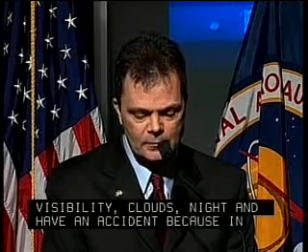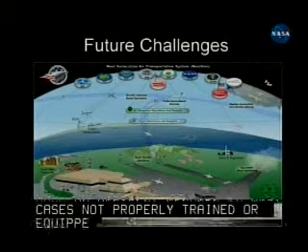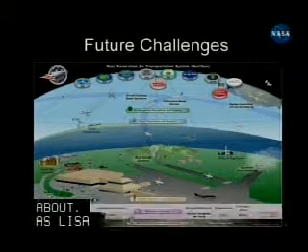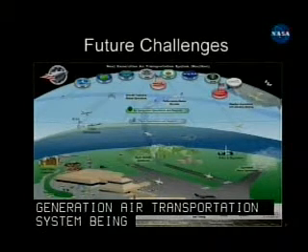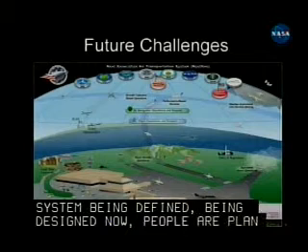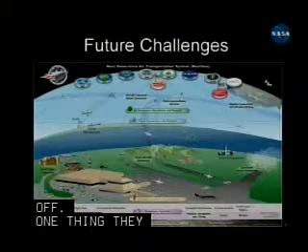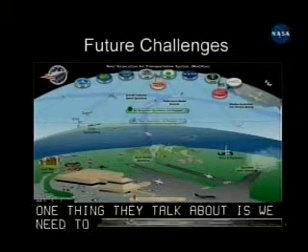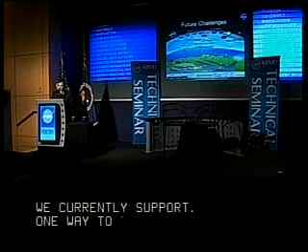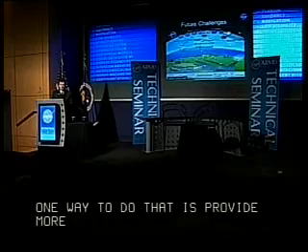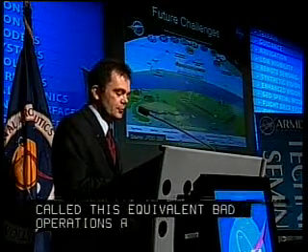Next chart. And then there's the future to think about. As Lisa mentioned, there's something called the Next Generation Air Transportation System that's being defined. It's being designed now, and people are planning how to implement it and pull it off. One thing they talk about is we need to be able to get to the capability where we can support 3 times the capacity that we currently support. And one way to do that is to provide more capacity in IMC, in bad weather. They call this equivalent visual operations, and they're primarily referring to the ability to have equivalent flow rates, not necessarily equivalent visual cues.